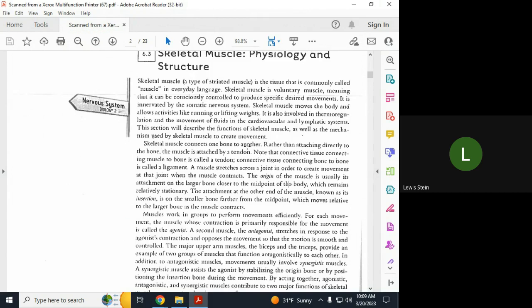Yes, they connect one bone to another. Then you have, again, the distinction between attachments. Direct, muscle directly into bone. Indirect, being by way of a tendon or some type of other structure. Okay? When we talk about connecting bone to bone, that's where the ligament comes in.